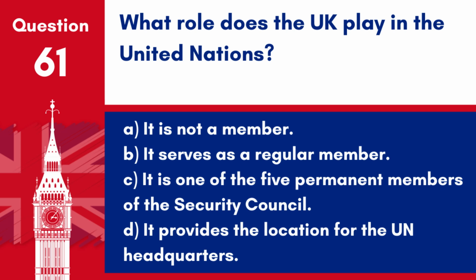Question 61. What role does the UK play in the United Nations? A. It is not a member. B. It serves as a regular member. C. It is one of the 5 permanent members of the Security Council. D. It provides the location for the UN headquarters.